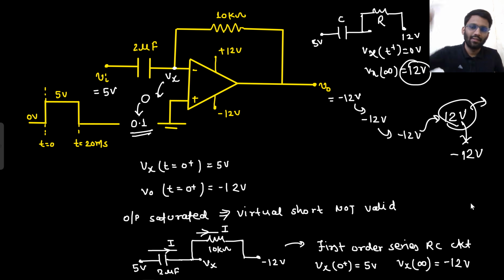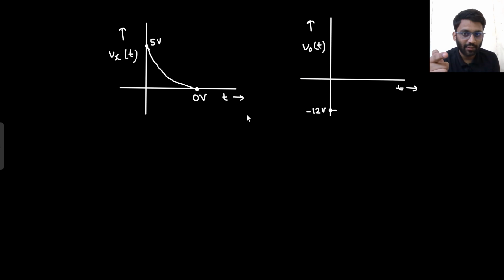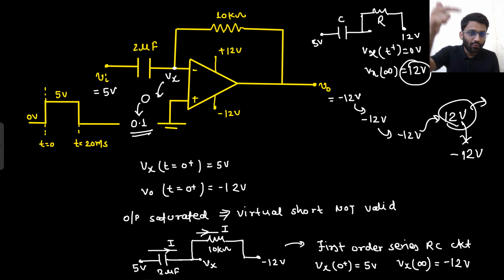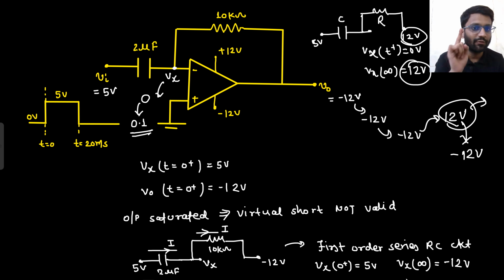From where we started, Vx was 5 volt, it was trying to go to minus 12. It moved to 4, 3, 2, 1. There was no issue. It moved to 0.1 as well. There was no issue. When it moved to minus 0.1, there was the issue that your output changed. Just as your output changed, now what will Vx say?